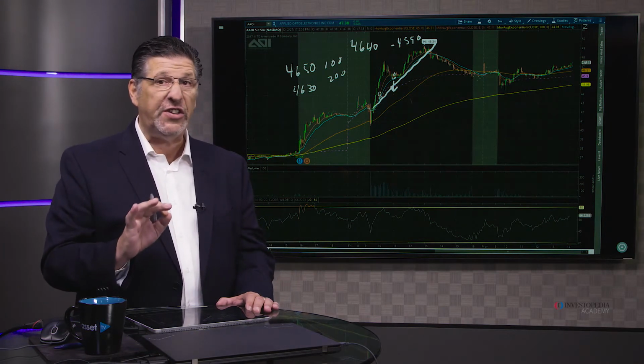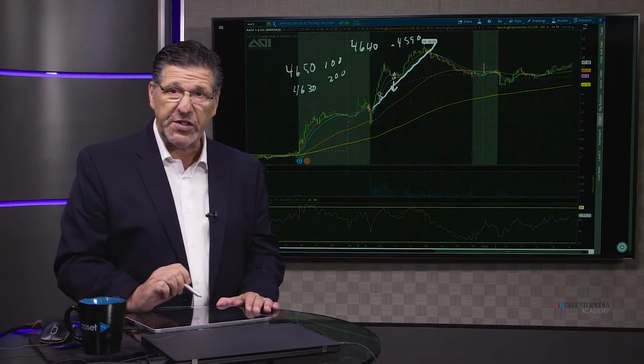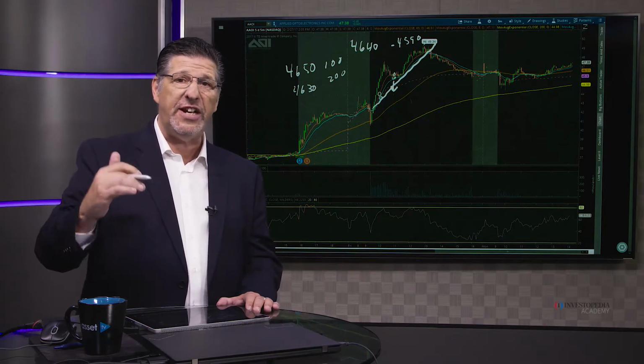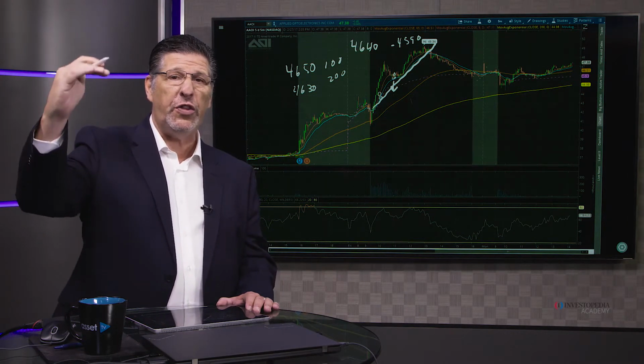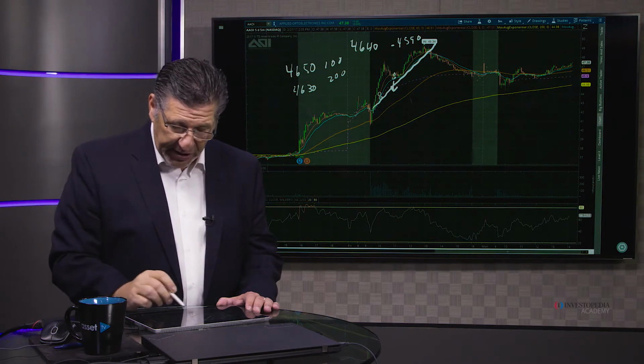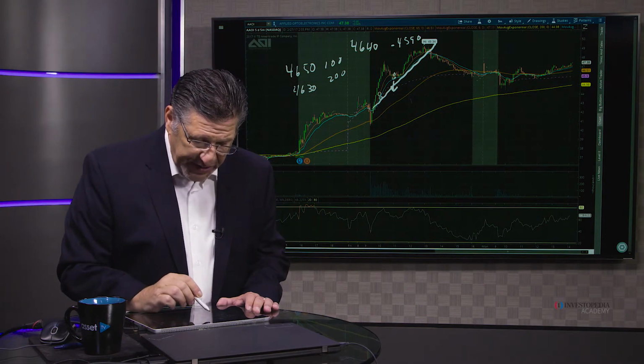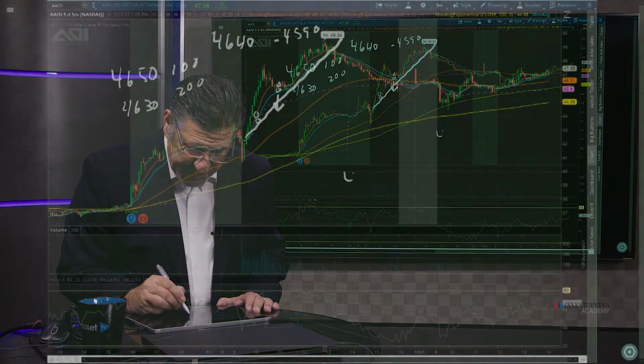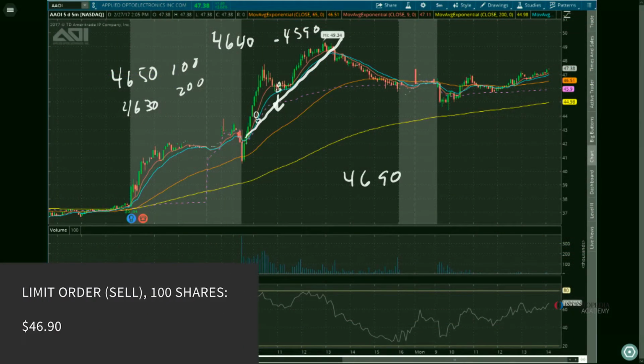The way we're going to exit a trend trade, once we've entered into a full trend trade with 300 shares, is we're going to exit this trade in stages, 1/3, 1/3, and 1/3. And in a $46 stock, once this stock reaches the price of $46.90, we will sell 100 shares.